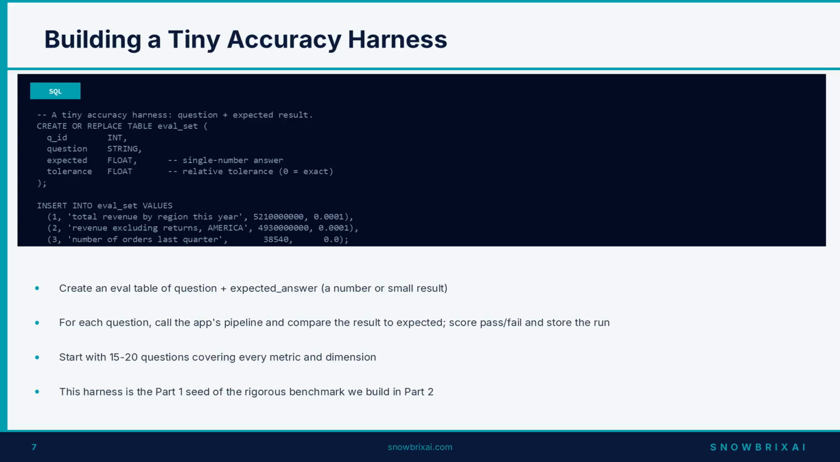Here is the part that changes everything. A tiny accuracy harness. Create an eval set table: a question, an expected value, and a tolerance per row, then seed it. Total revenue by region this year, America 5.21 billion. Revenue excluding returns, America 4.93 billion. Number of orders last quarter, account, tolerance 0. The idea is simple. For each question, run the pipeline, compare the result to expected, and score pass or fail. Start with 15 to 20 questions covering every metric and dimension. This little table is the seed of the rigorous benchmark we build in part 2.